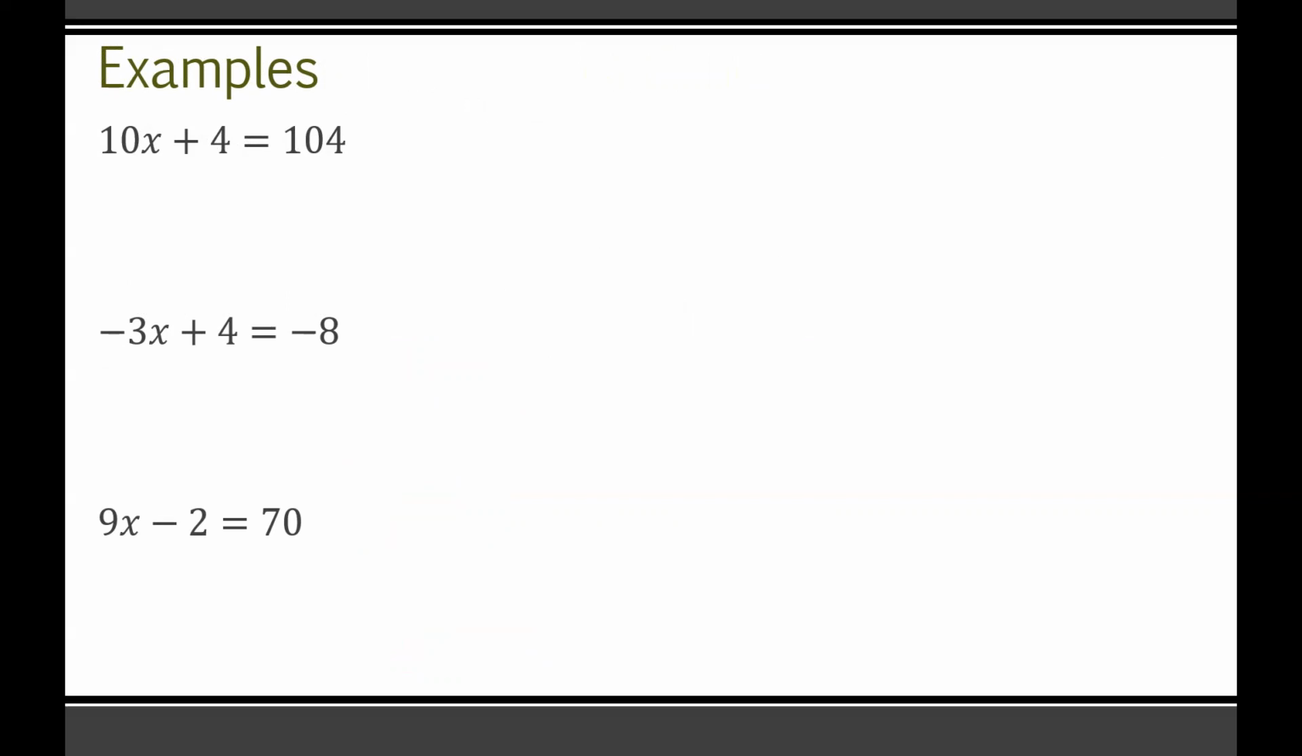10x + 4 = 104. We need to use reverse BEDMAS. Let me write BEDMAS at the top here. We're going backwards because we're trying to undo to solve for x. Start with your addition and subtraction. What's happening to x? Well, it's being multiplied by 10 and added 4. So let's minus 4 from both sides.